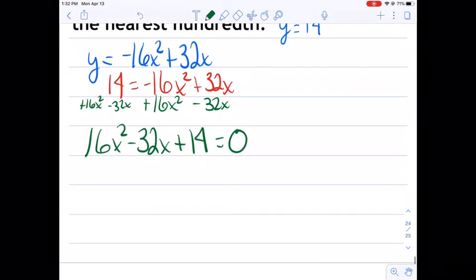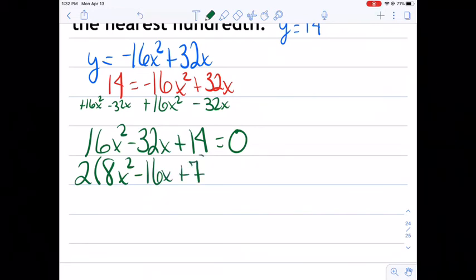Okay? Now, we can make these numbers easier to work with because there is a GCF in this expression. There's a factor of 2 we can factor out. We can make this a lot easier for us. So we'll have 8x squared minus 16x plus 7 equals 0. And then I can put these numbers in the quadratic formula.